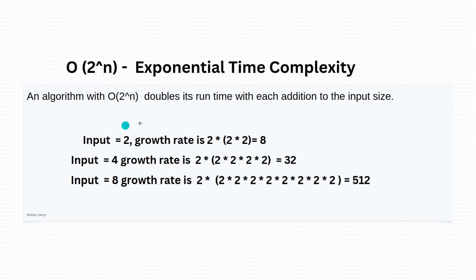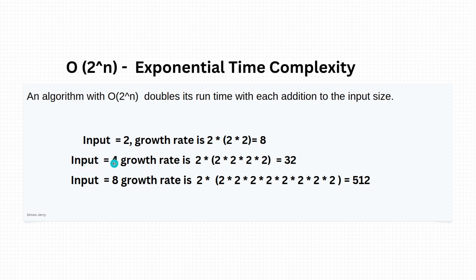We can look at this growth rate. This is actually designed by me for explanation purposes. If you look at the growth rate, you can see if you pass in an input of 2, the growth rate is going to be 2 multiplied by the multiple of 2 of the input, and in total it's going to give us 8. So the growth rate is going to be 8 at worst case scenario.